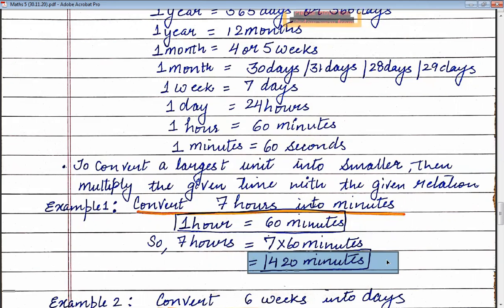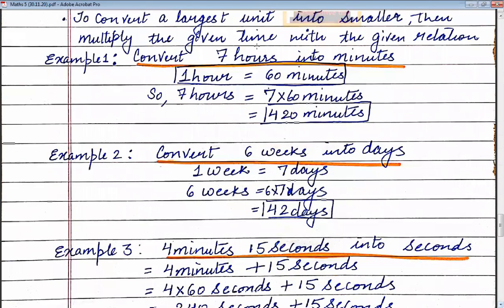Why have we multiplied here? Because we were converting hours into minutes. We were converting a bigger unit into smaller, so you will multiply. And 1 hour is equal to 60 minutes. Let's move on to question number 2. It is: convert 6 weeks into days. What you have to do?